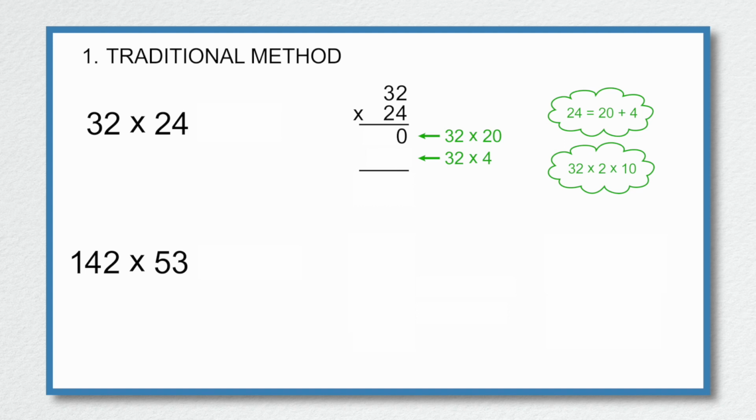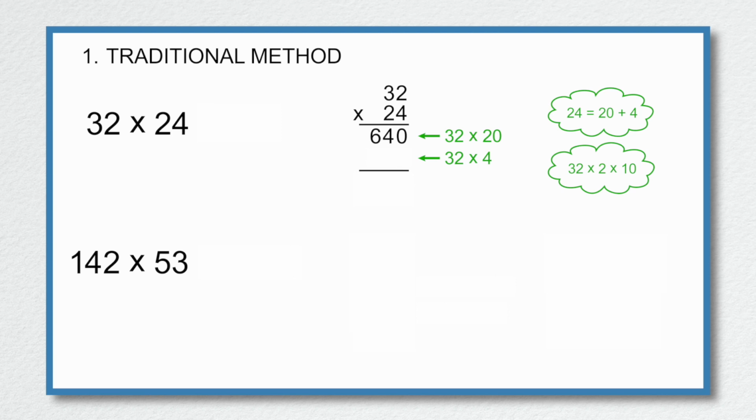How I do that is I will start off with the units column first of all, where we have 2, and I'm going to multiply that 2 by 2. So 2 multiplied by 2 is equal to 4. And we write that down in the first available column, which happens to be the tens. I now do 3 multiplied by 2, which is equal to 6. And that goes in the hundreds column. So 32 multiplied by 20 is equal to 640.